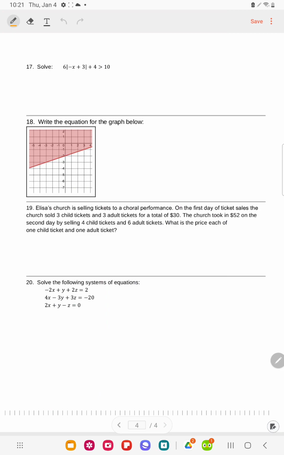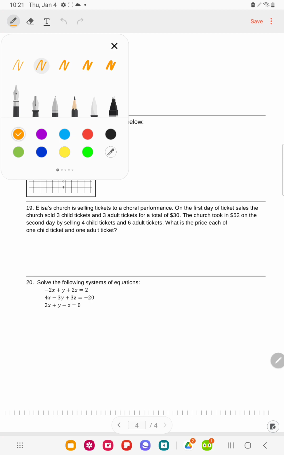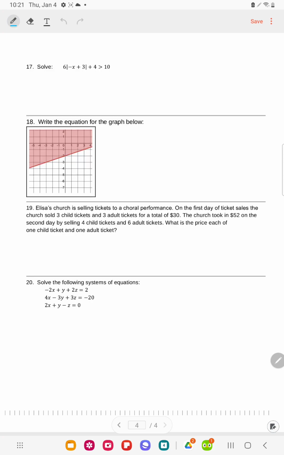Question 17. 6 times the absolute value of negative x plus 3 plus 4 is greater than 10. So whenever we have such a problem, we want to make sure that we follow the order of operations. And to solve a problem, you want to do everything in inverse. So we're going to take care of the adding and subtracting first. So I'm going to subtract 4 on both sides.